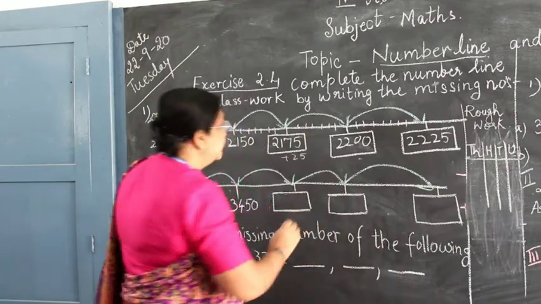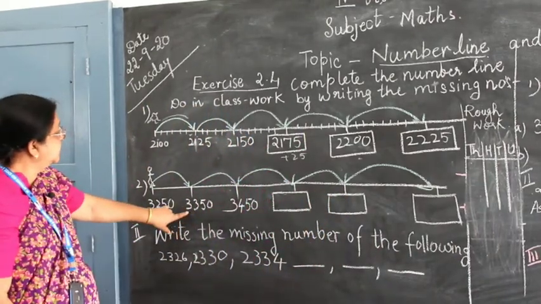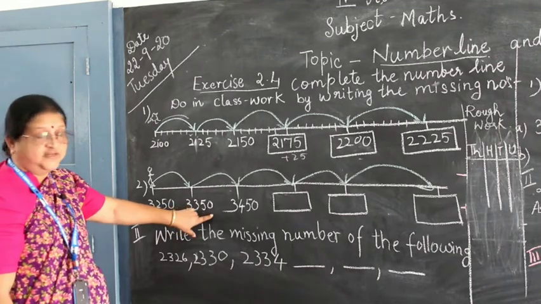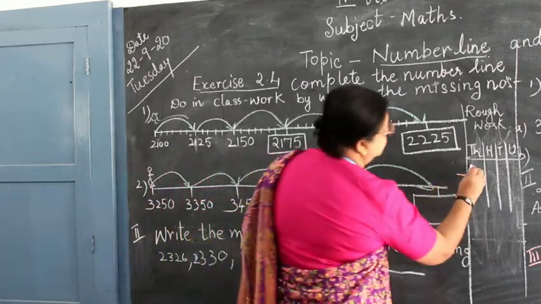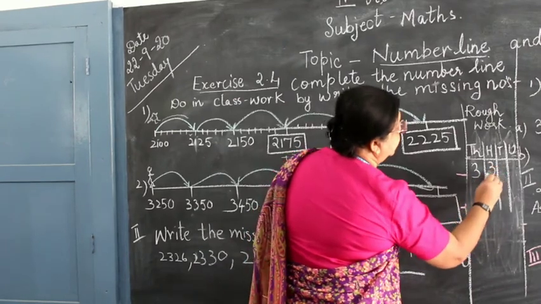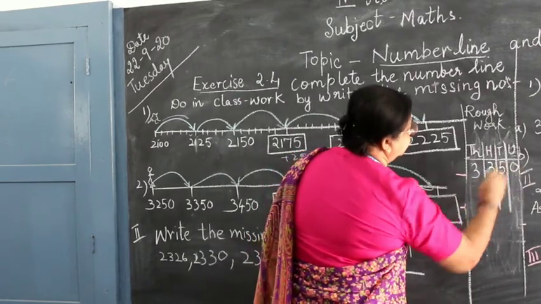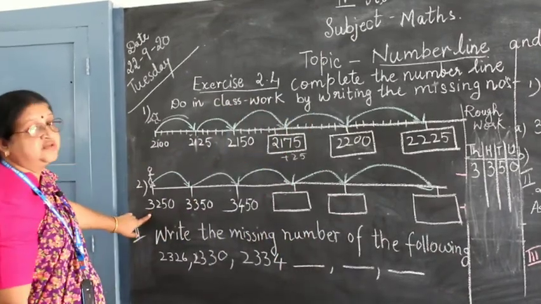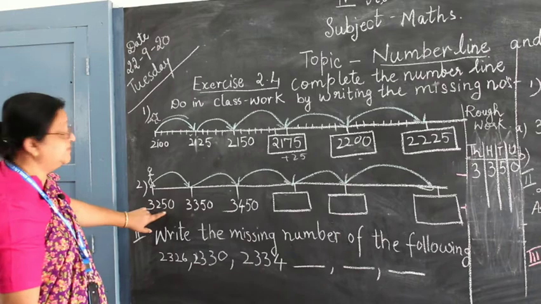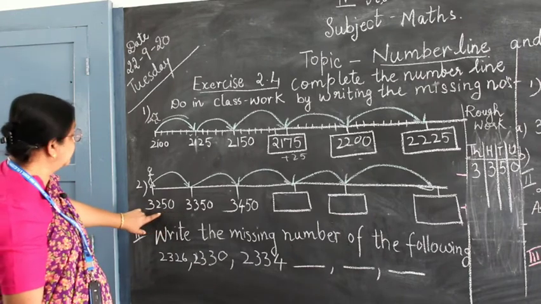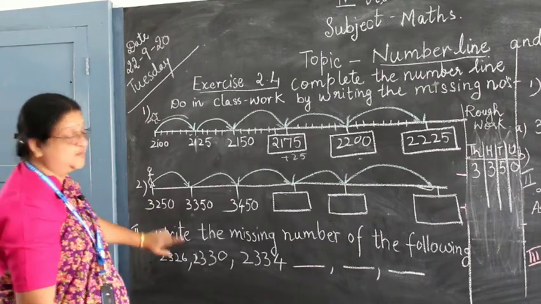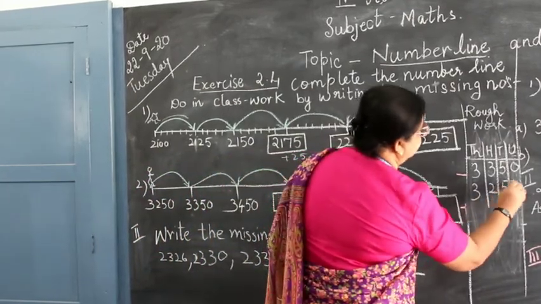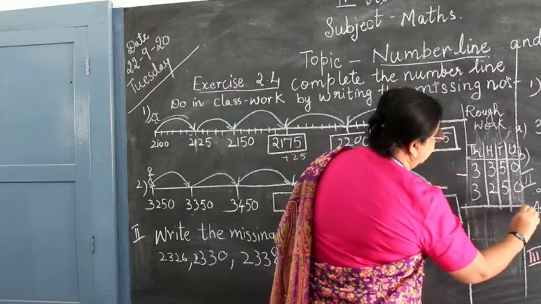So the number bigger is what children? Here, look here. You will write the bigger number, 3350. Okay, now the smaller number is what? 3250. This is smaller. So you write 3250. Now you see, you minus it.